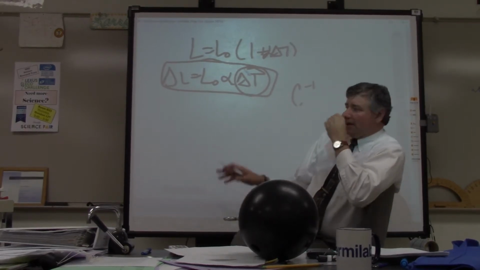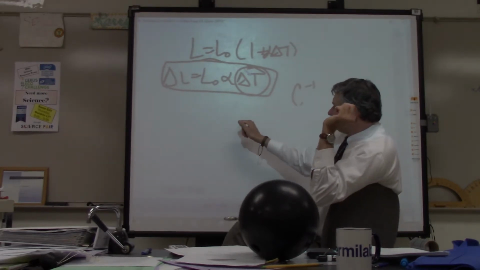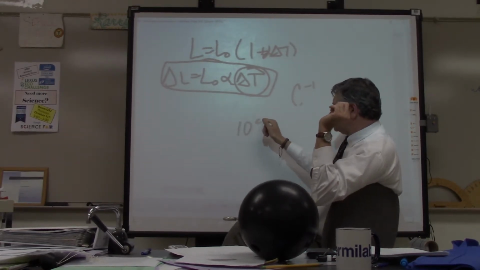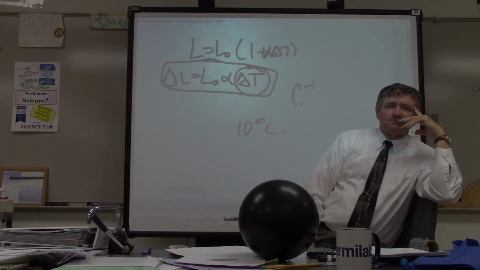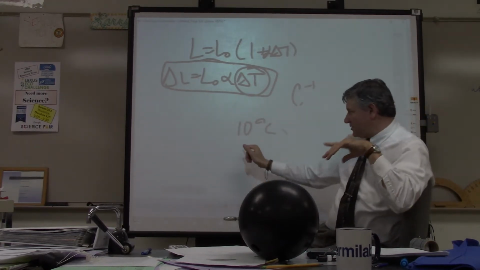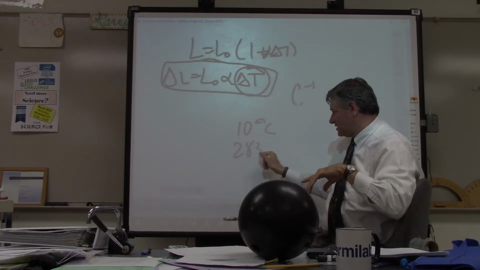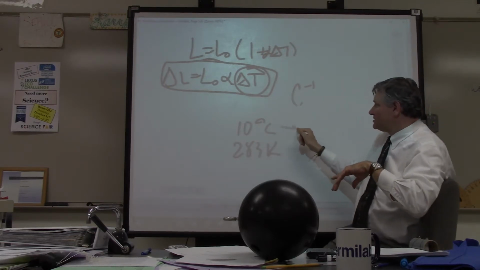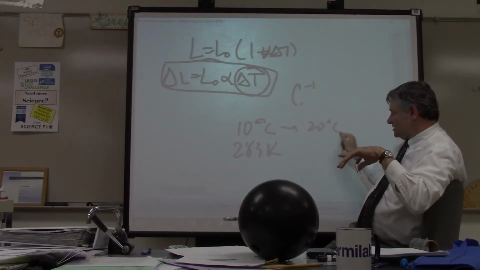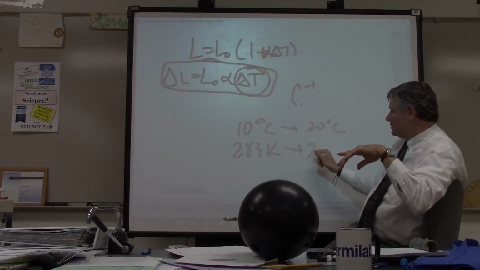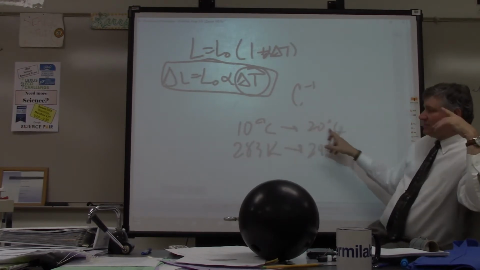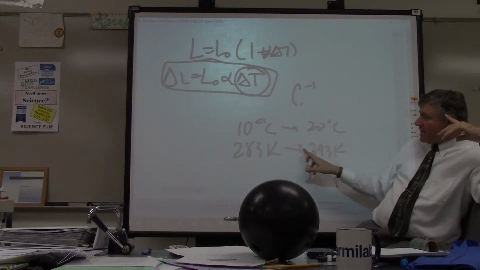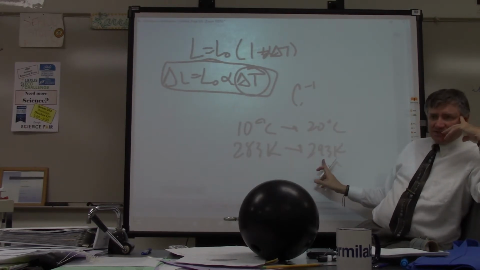Now, here's an interesting thing that happens. Let's say you're at 10 degrees Celsius. How many degrees Kelvin is that? 283, because you add 273 to it, so that's 283 Kelvin. Let's say you warm it up to 20 degrees Celsius. Well, that becomes 293 Kelvin. So a 10-degree temperature change in Celsius is the exact same as a 10-degree temperature change in Kelvin.